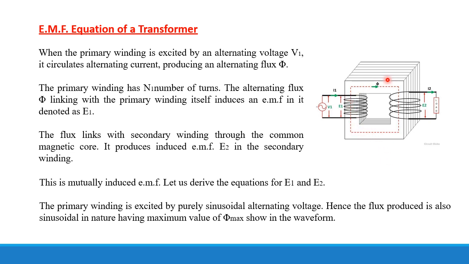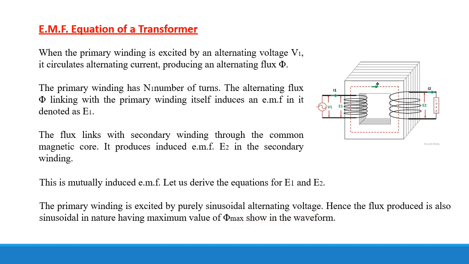This flux links with the secondary winding through the magnetic core. It produces induced EMF E2 in the secondary winding. This is E2, and this is mutually induced EMF. Let us derive the equations for E1 and E2. The primary winding is excited by purely sinusoidal alternating voltage. Hence, the flux produced is also sinusoidal in nature, having maximum value of phi max.